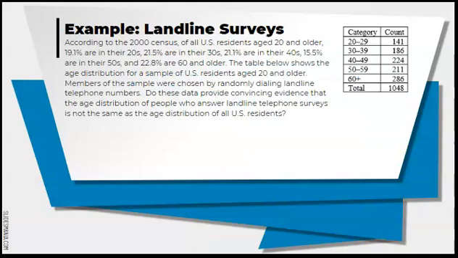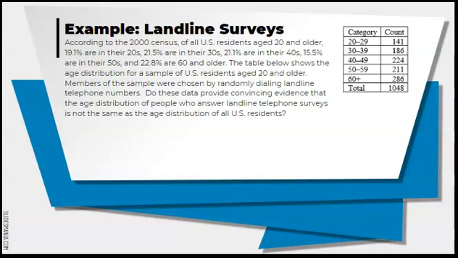Okay, so let's do this example. According to the 2000 census of all U.S. residents aged 20 and older, 19.1% are in their 20s, 21.5% are in their 30s, 21.1% are in their 40s, 15.5% in their 50s, and 21.8% are in their 60s and older. The table below, or to the right, shows the age distribution for a sample of U.S. residents aged 20 and older.